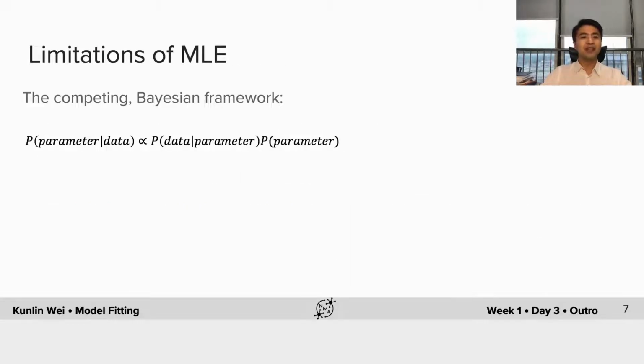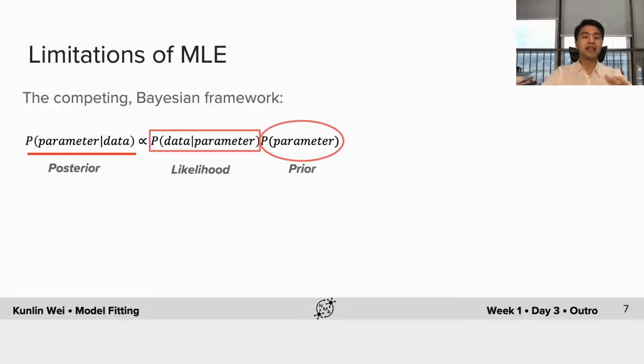The competing Bayesian framework views it very differently. The Bayesian framework basically estimates the posterior distribution, that is, the probability of the parameter given the data. This posterior distribution can be estimated by combining likelihood and prior. Likelihood is what you learned today, that is the probability of data given a parameter. And the prior is our prior knowledge about the parameter.